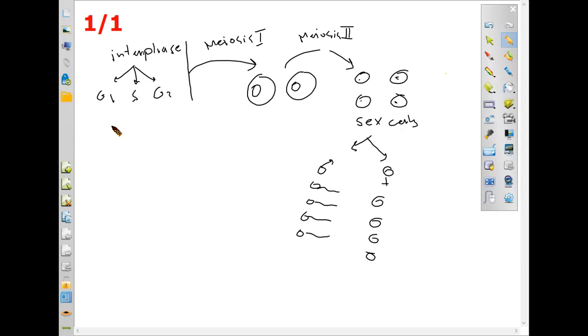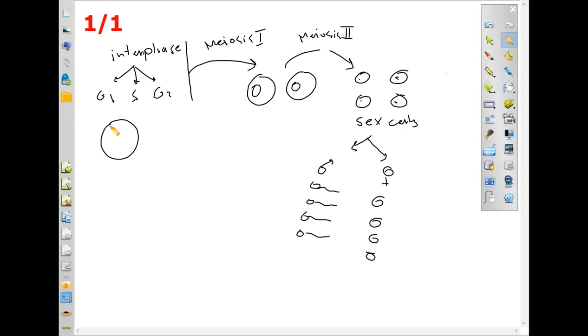So like this, just one cell passed through interphase, then meiosis 1, then meiosis 2, which leads to the end of division with 4 cells. So that's how we got here, that's how the division happens. That's the overview of meiosis.